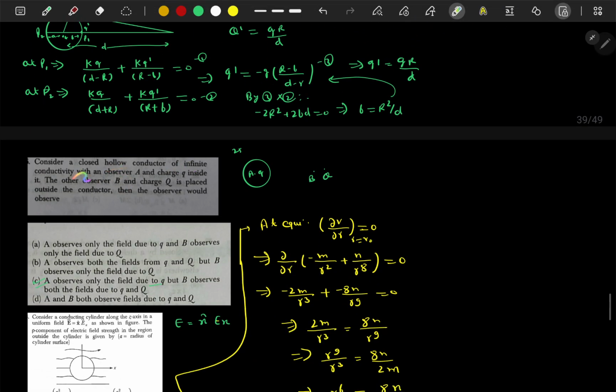Consider a closed hollow conductor of infinite conductivity and observers A and B. Charge Q is inside and charge capital Q is outside. So what will A observe? A observes only the electric field because of the charge q inside, but B is outside, so B will observe the electric field because of capital Q and the inside field also.